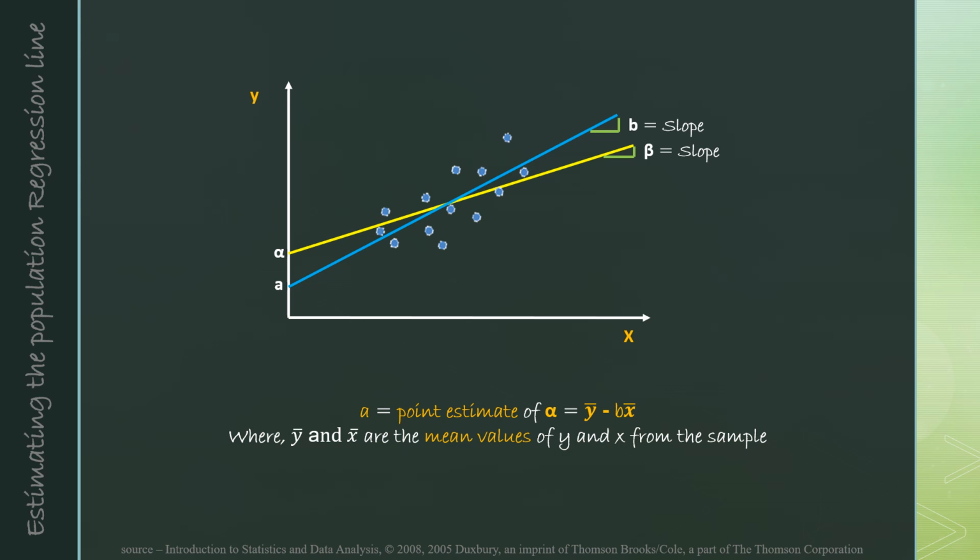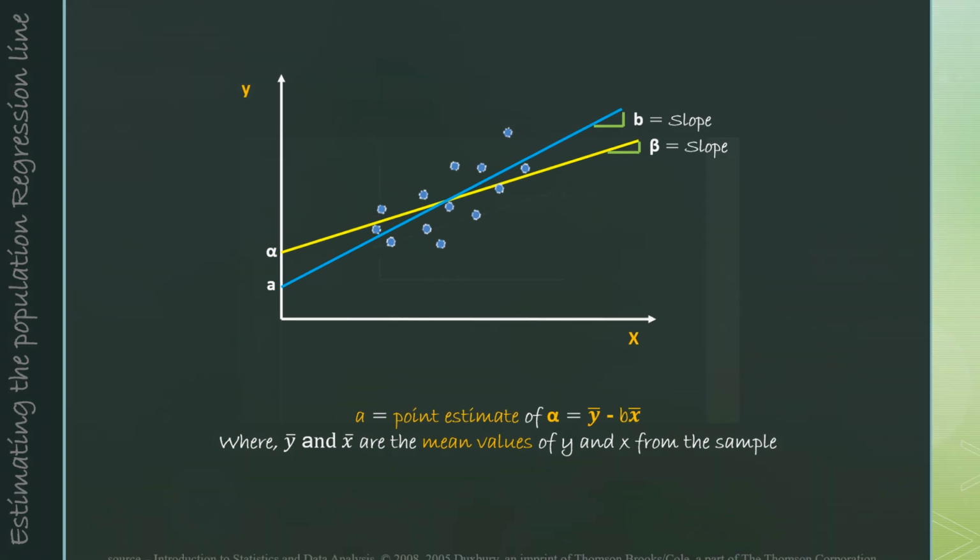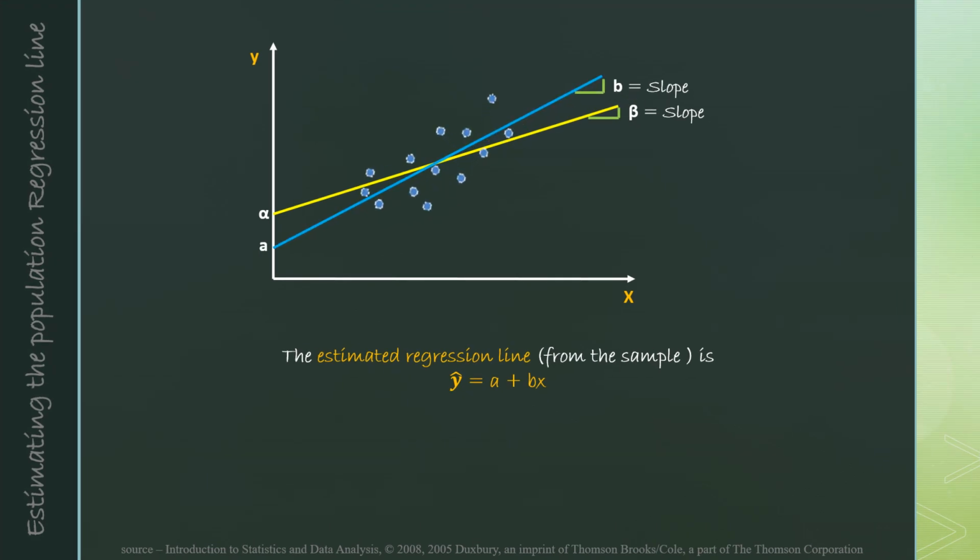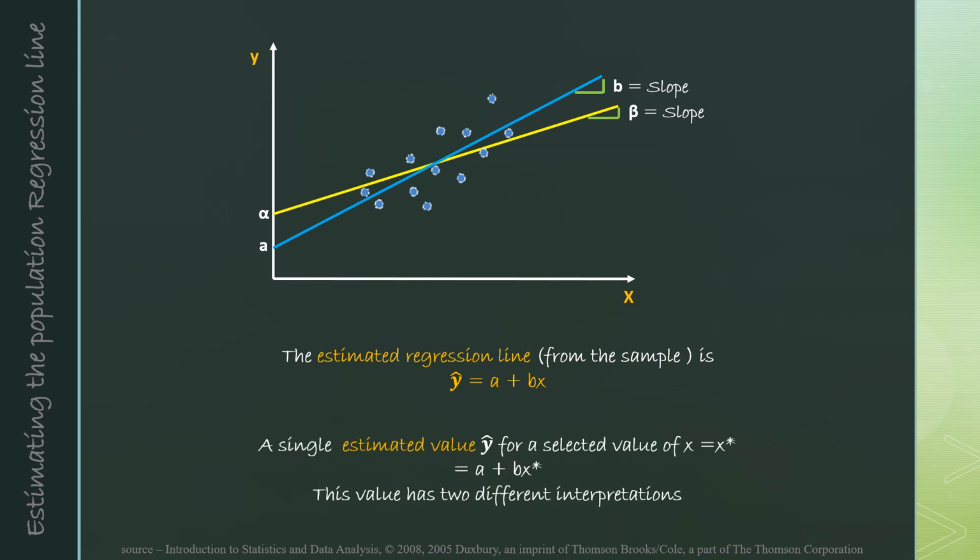From our previous lectures, we also understand A, which is the point estimate of alpha, equals y bar minus b multiplied by x bar, where y bar and x bar are the mean values of y and x from the sample. The estimated regression line from the sample is given by y hat equals a plus b multiplied by x. A single estimated value y hat for a selected value of x equals x star equals a plus b multiplied by x star. This value has two different interpretations.